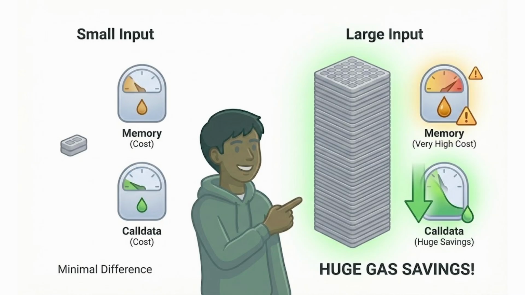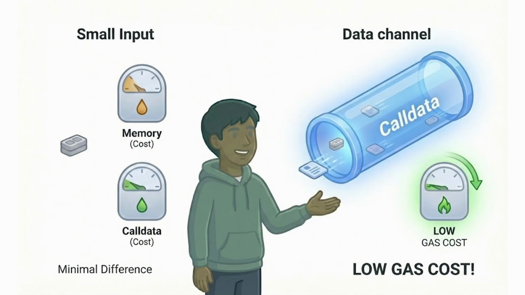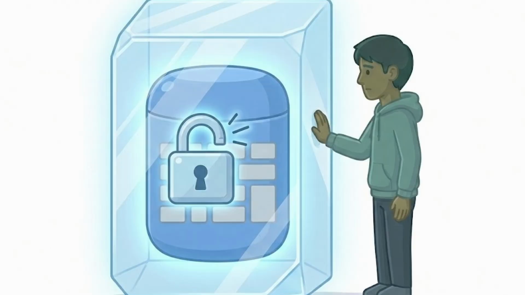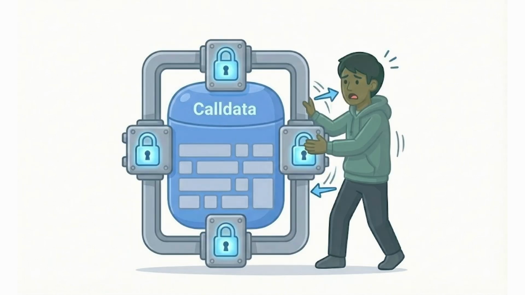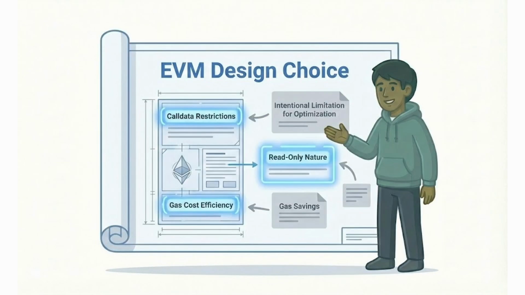On small inputs, the savings are minor, but on large strings, arrays, or complex transactions, this optimization can save a significant amount of gas. That's why Calldata is the cheapest way to handle input data. But there's a trade-off. Calldata is immutable. You cannot modify it. You cannot resize it. You can only read from it, and that's intentional.